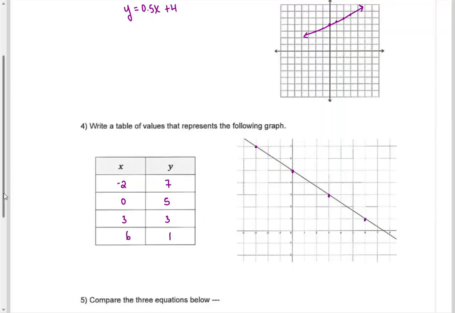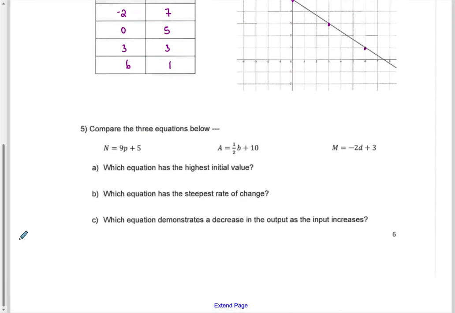Okay. All right. And then the last one, it says compare the 3 equations below. Which equation has the highest initial value? So initial value always just means the y-intercept. So let me go ahead and write out all of my information for each one. So my slope here is 9, this number. And then my y-intercept is at 5. So this is my slope and this is my initial value.